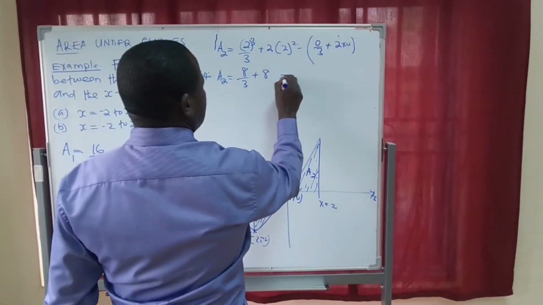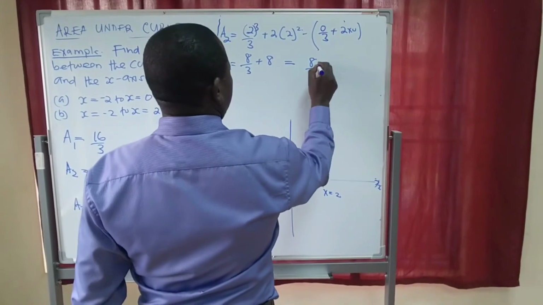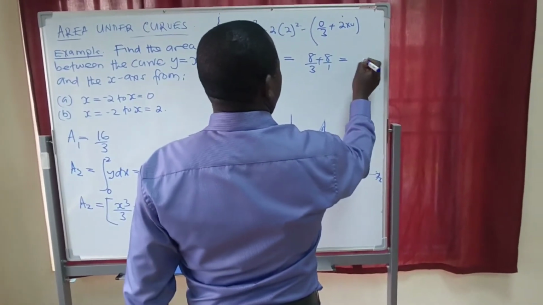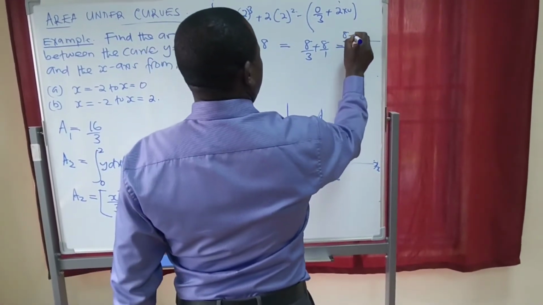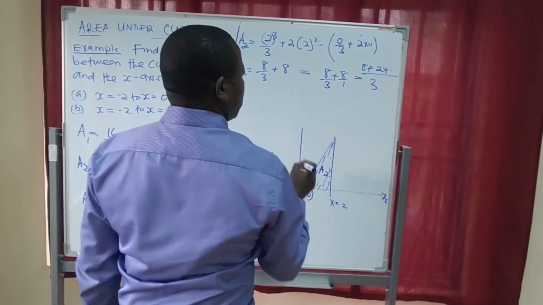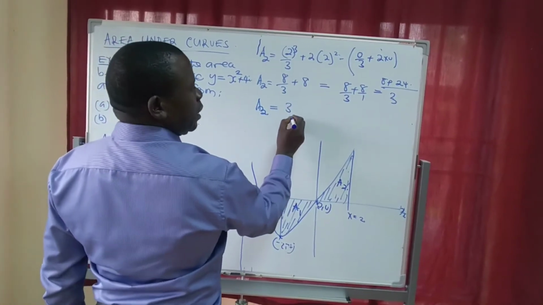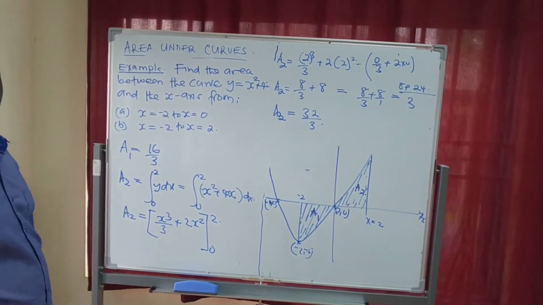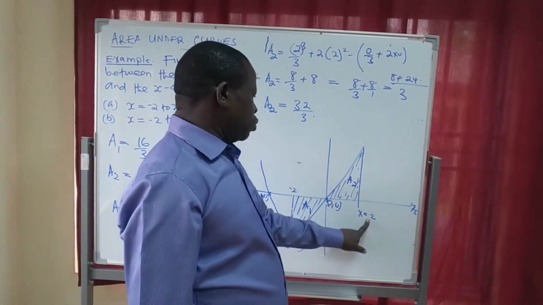So this gives me now 8 out of 3 plus 16 out of 1, which gives me 3 as the LCM. Here it is 8 plus 48, so giving me my area A2 to become 56 out of 3. This is area A2.